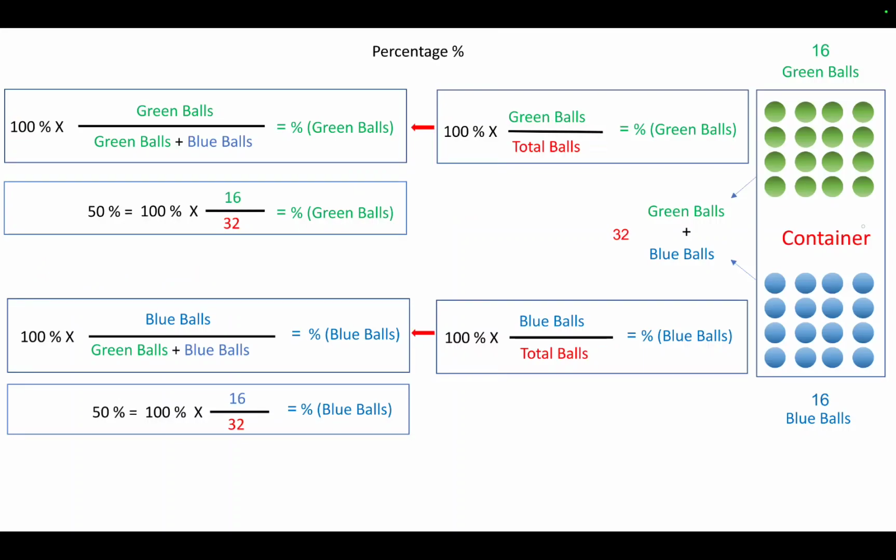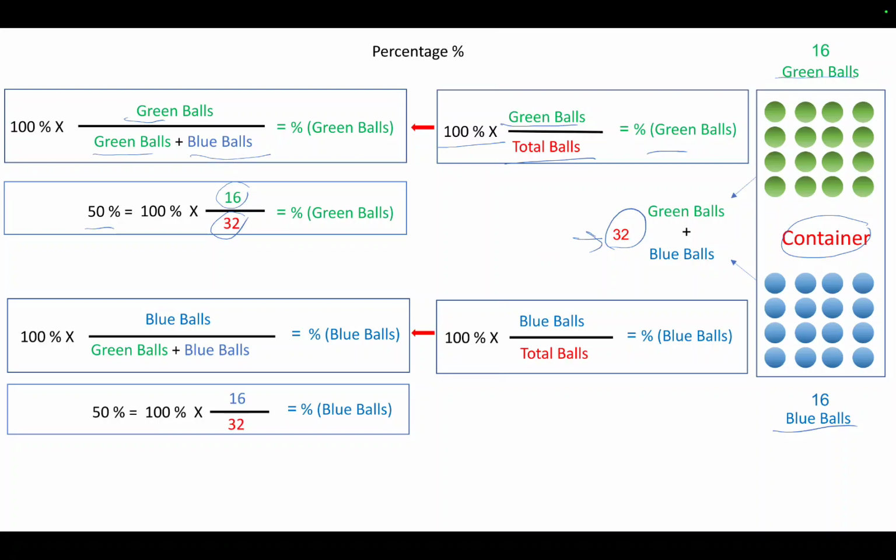Here is an example. We have a container that contains 32 balls: 16 green balls and 16 blue balls. We want to find the percent for green and also for blue balls. The percent for green balls is equal to green balls over total balls, multiplied by 100%. So this is equal to green balls over green plus blue balls, 16 for the green balls over 32, which is the total number. So the answer will be 50%.